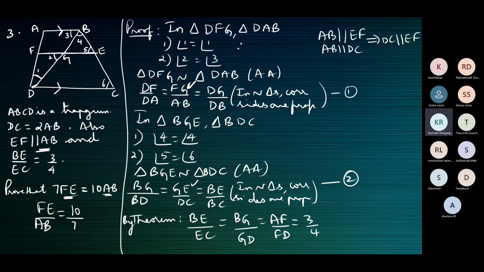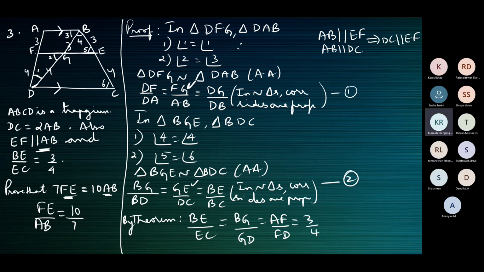How much is DF? All 3/4, children. 3/4: this is 3 parts, this is 4 parts. This is 3 parts, this is 4 parts. Please tell me how much is DF, children? 4 parts, ma'am. 4x.